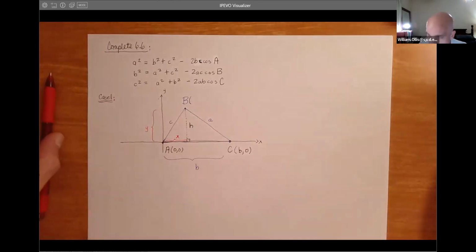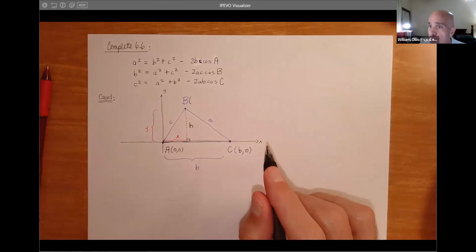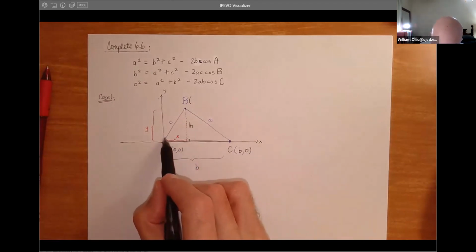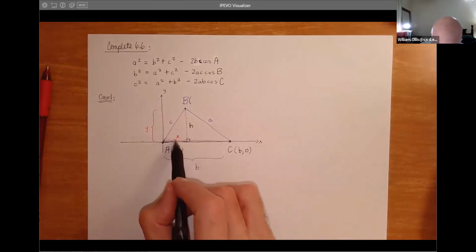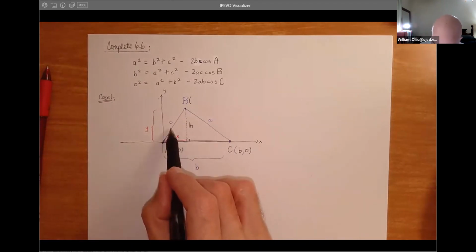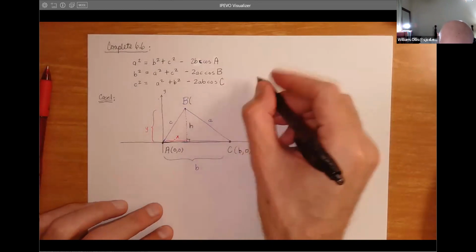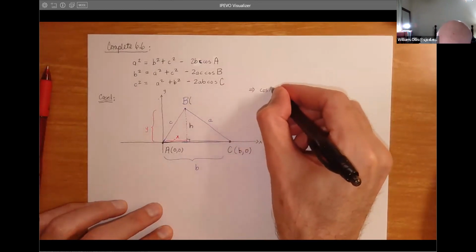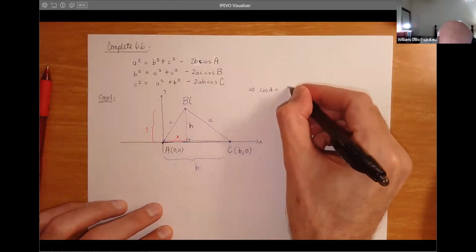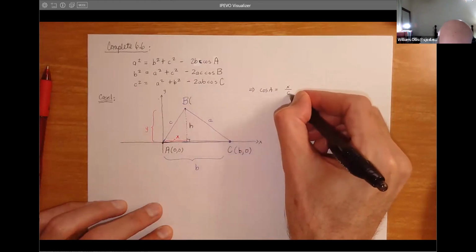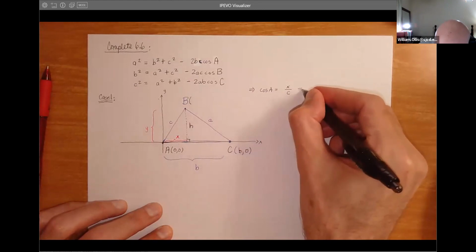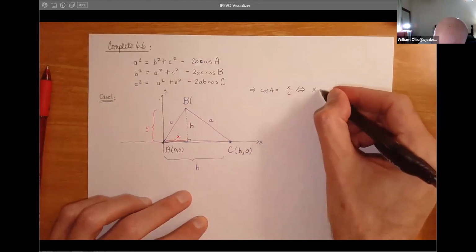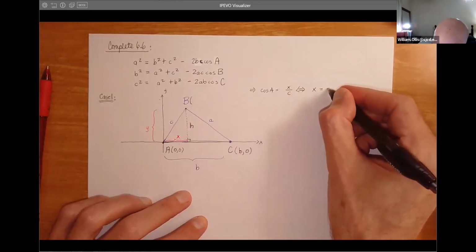So now we can use our definitions for the trig functions cosine and sine. Now we look at angle A here, we can think of adjacent over hypotenuse. So this implies that the cosine of A is X divided by c. So then we can actually solve for X by cross multiplication. Very simple, but very important.